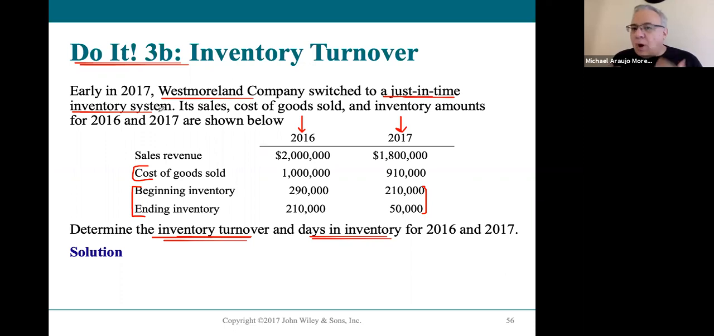Okay. They want the turnover to be high. That's another reason why just-in-time inventory is very popular. They just don't want to hang on to inventory. They want to grab it, put it in the store, sell it right away.